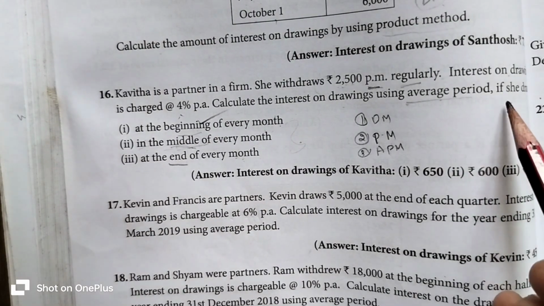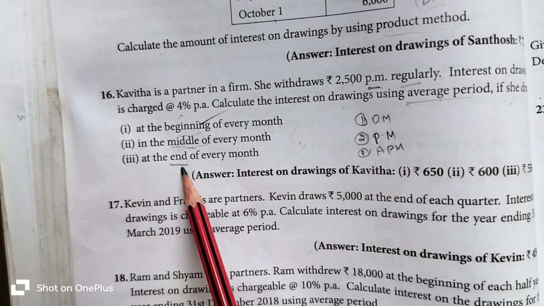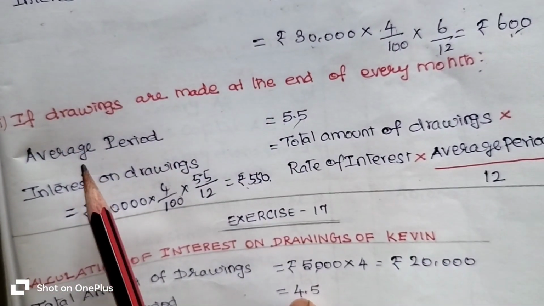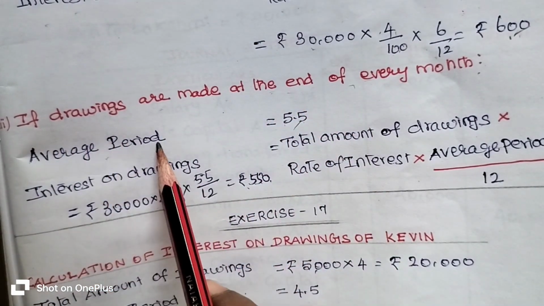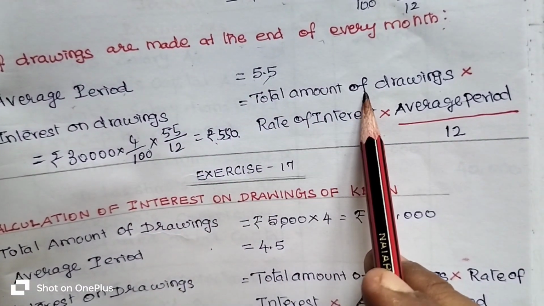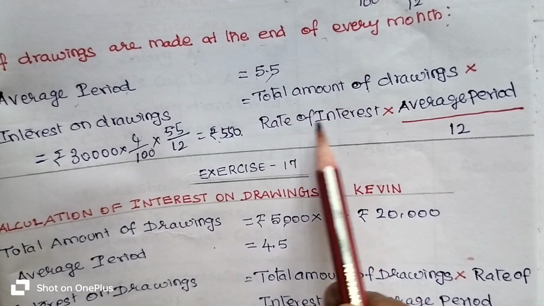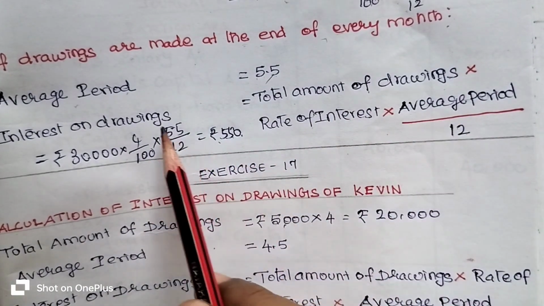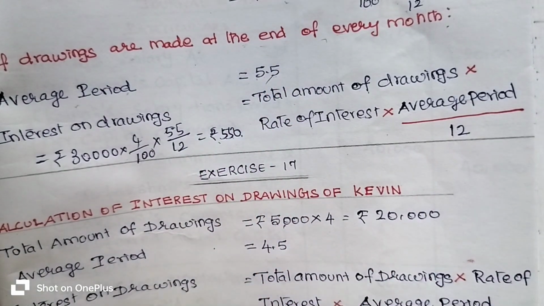Now the third situation is if Kavita takes 2500 rupees cash at the end of every month. First we have to write the heading: if drawings are made at the end of every month, the average period at the end of every month is 5.5. Format is applied. As per the format, the total amount of drawings is 30,000 rupees. Rate of interest 4%, 4 by 100, and average period divided by 12, means average period 5.5 divided by 12. Now we have to cancel it.